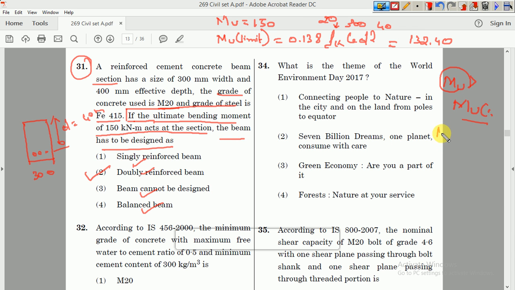In case Mu was less than Mu limit, at that time we would have gone for a singly reinforced section, but the condition is like this, that Mu limit itself is the lower value, so I need to go for a doubly reinforced section. It comes under RCC. Be familiar with those concepts.